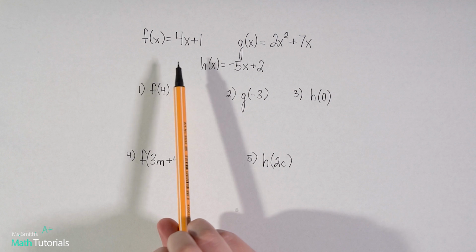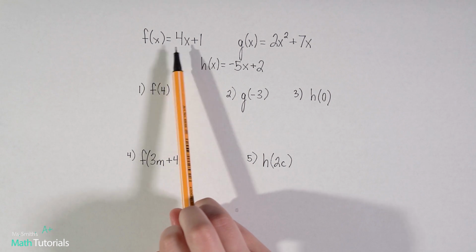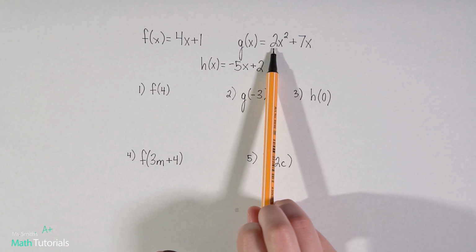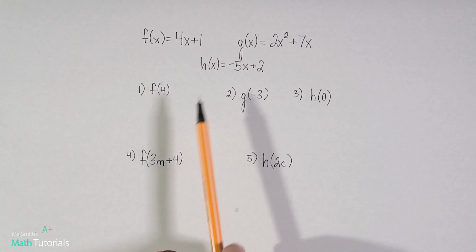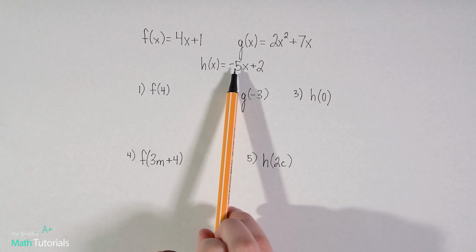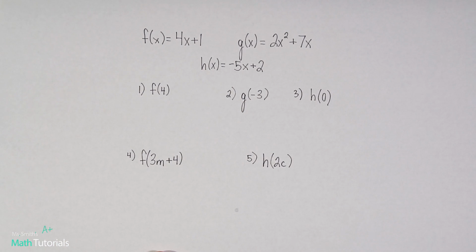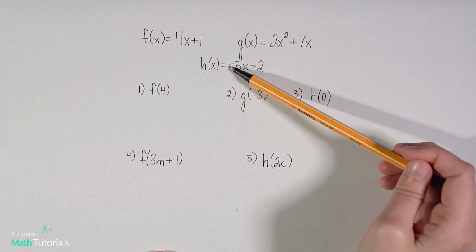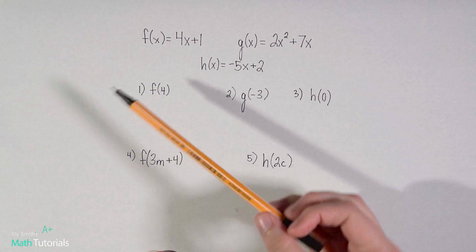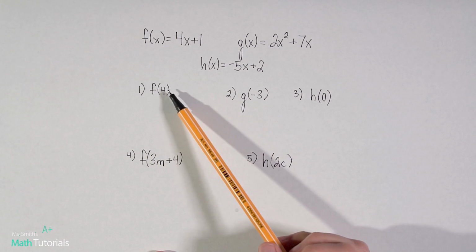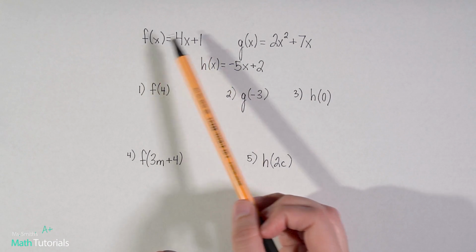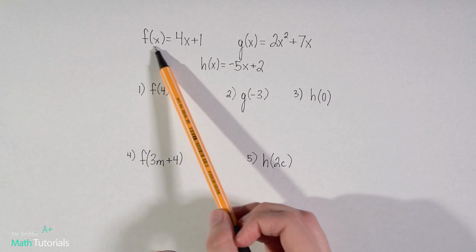So in this case, it's given us f of x is equal to 4x plus 1, g of x is equal to 2x squared plus 7x, and h of x is equal to negative 5x plus 2. So it's going to indicate in the question which of these it wants you to use. So for number 1, when it says f of 4, it's telling you it wants you to use the one with the f. So we're going to use this first equation.